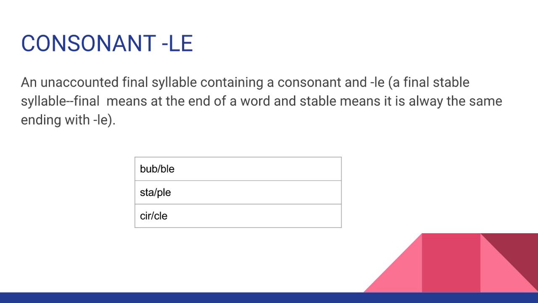Staple, divided between the long A and the P. The STA, the first syllable, is an open syllable. The second syllable is the final stable syllable, PLE, pull. Our last example is the word circle. It's divided between the two consonants. The first syllable is a closed syllable. It has the IR that says ir, so the first syllable says sir. The second syllable is the CLE, cool. This is a final stable syllable.